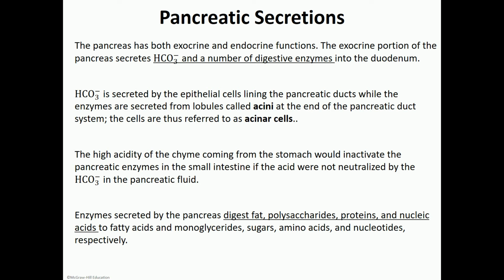I'll show you in the next slide which parts of the pancreas secrete what. I just want to focus on this point in this slide, where the enzymes secreted by the pancreas help in digestion of pretty much everything: fat, polysaccharides, proteins, and nucleic acids, and it'll help break them down into their smaller components.